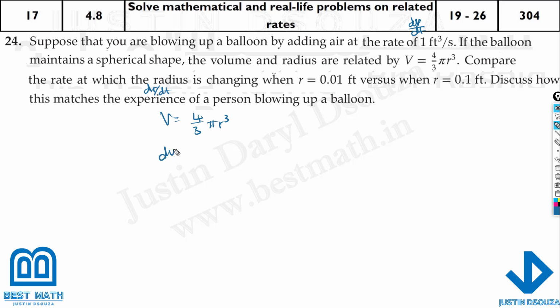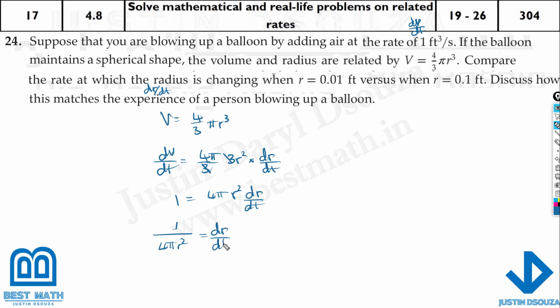So I'm going to just derive this. dV by dt is equal to 4 by 3 pi, 4 pi by 3, I just write it like this. What happens here? 3 times r squared times dr by dt, because it's implicit differentiation. Now, what is dV by dt? It's 1, is equal to 4 pi by 3, and this I just simplify here. 3 cancels. 4 pi r squared and dr by dt. We need to find dr by dt. So I'll leave this over here and everything to the other side. So 1 divided by 4 pi r squared is equal to dr by dt.